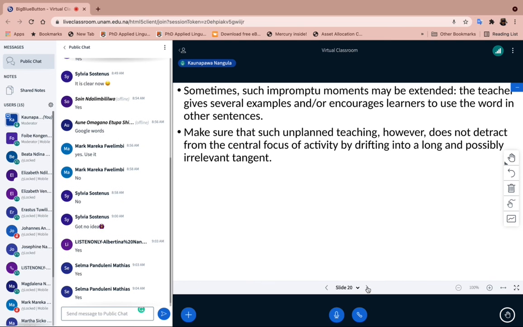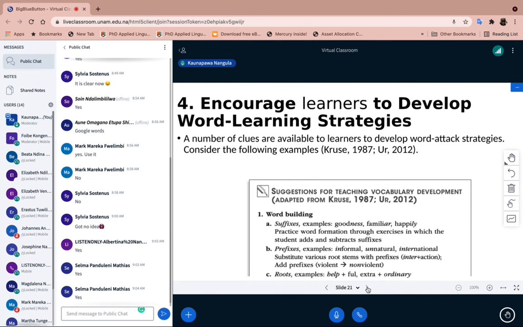All right, good. Now we are moving on to the fourth one and our last strategy, which is encourage learners to develop word learning strategies. We have a number of word learning strategies, and we're going to look at the suggested strategies that you can teach your learners to develop their vocabulary. Okay, so here we have a number of examples. The first one is word building.